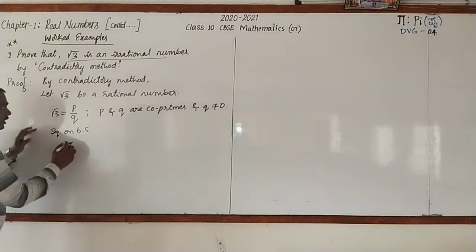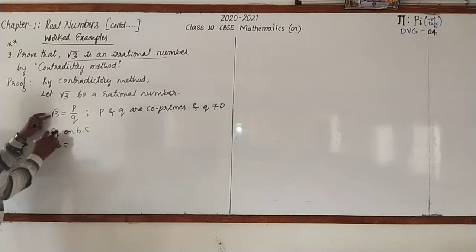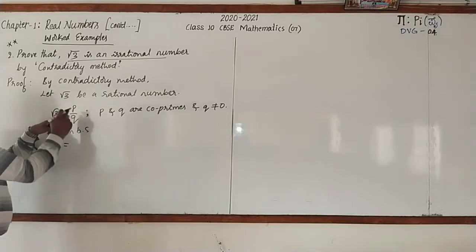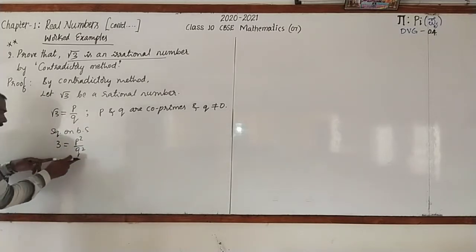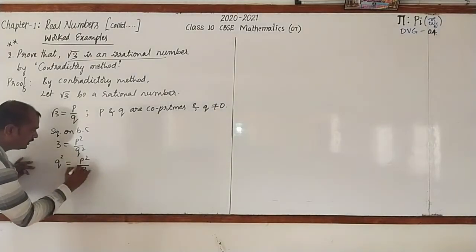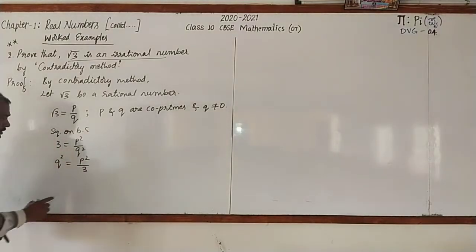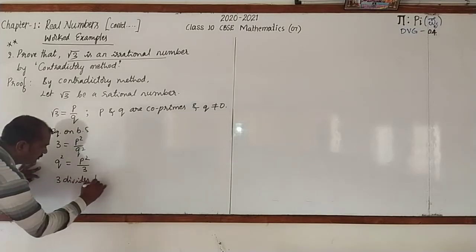Then go for squaring on both the sides. Then it will be root 3 whole square is 3. P by Q whole square is P square by Q square. Then go for cross multiplying. Q square equal to P square by 3. What is the meaning of this? It is 3 divides P square.